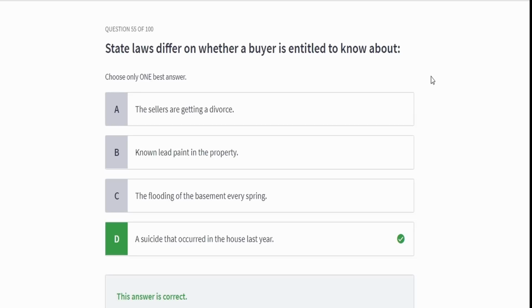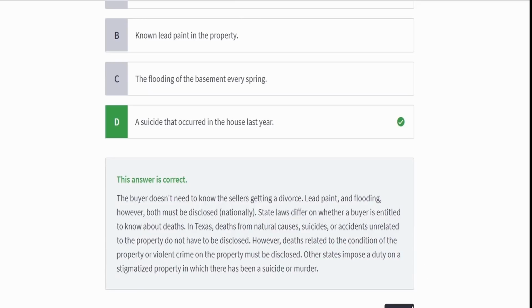B and C, lead paint as well as flooding, yeah, federal law says they need to know. But when it comes to D, that is a state law issue. There's no federal law that says that needs to be disclosed. It is just state laws. Hopefully that makes sense on that one.